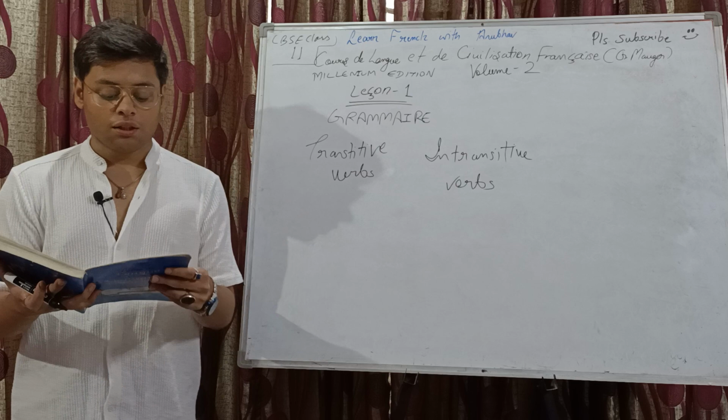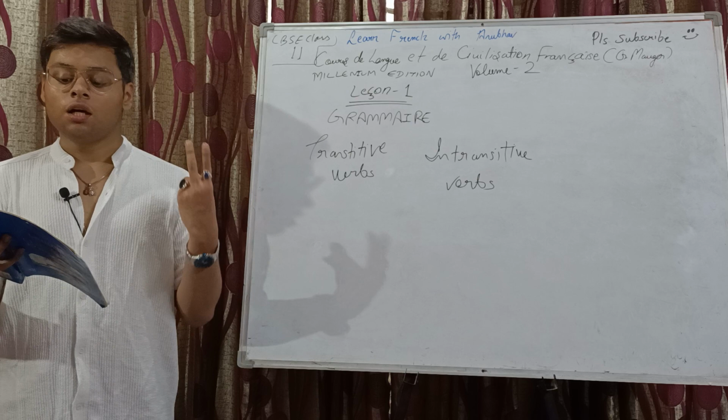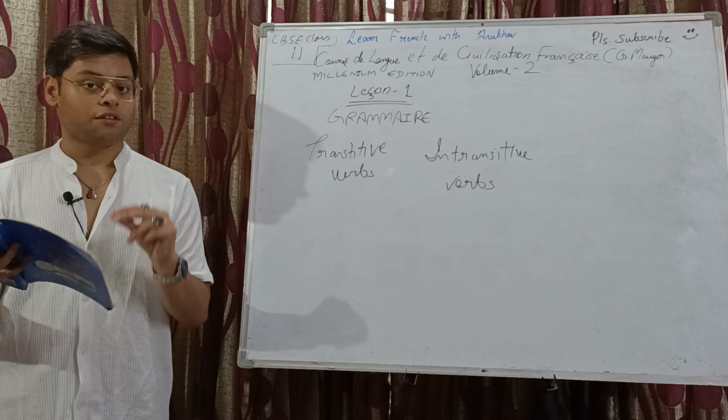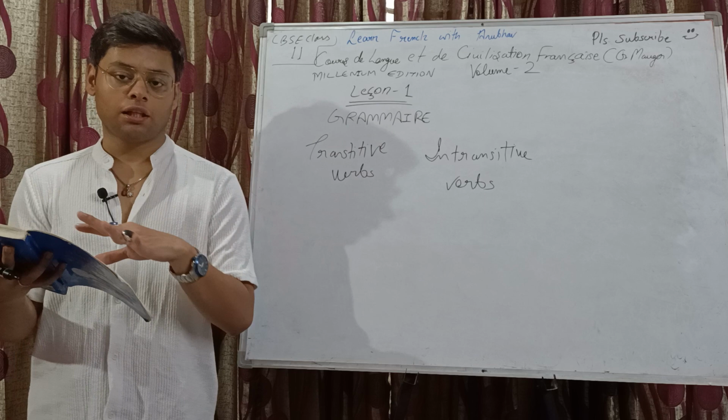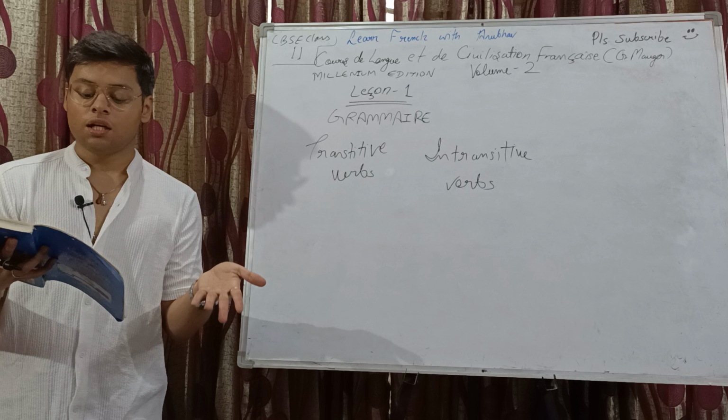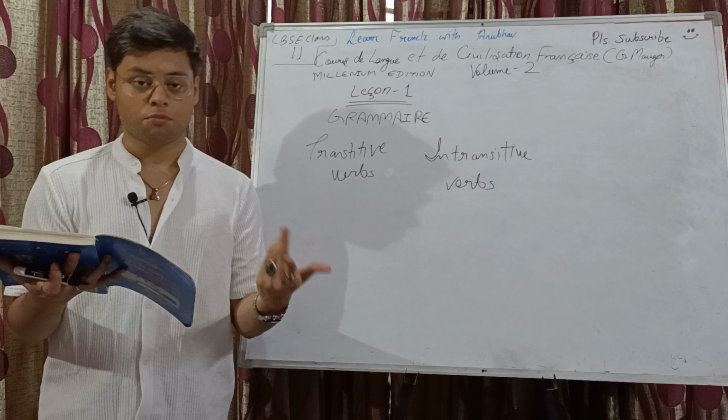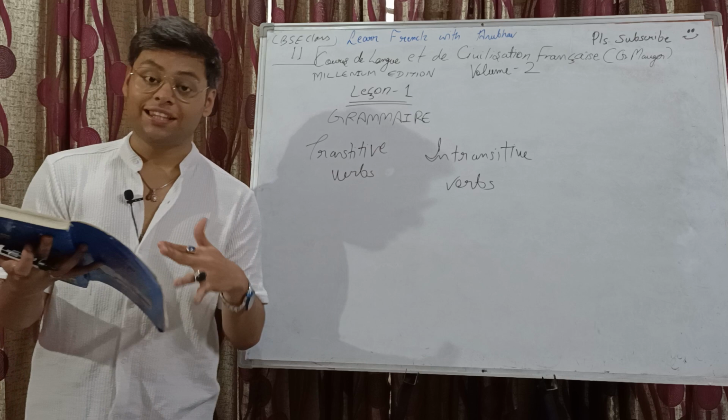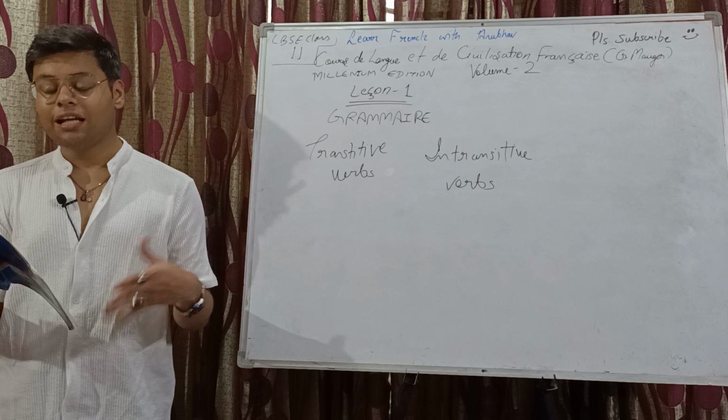Right. So, Monsieur Vincent quitte Paris, number 1, and Monsieur Vincent part, number 2. What's the difference? Mr. Vincent quits Paris or leaves Paris, and another one, Mr. Vincent leaves. Now, in the first one, there's a complément d'objet, there's an object. In the second one, there's none. So when there is a complement of object, it is transitive. And when there isn't any, it is intransitive.